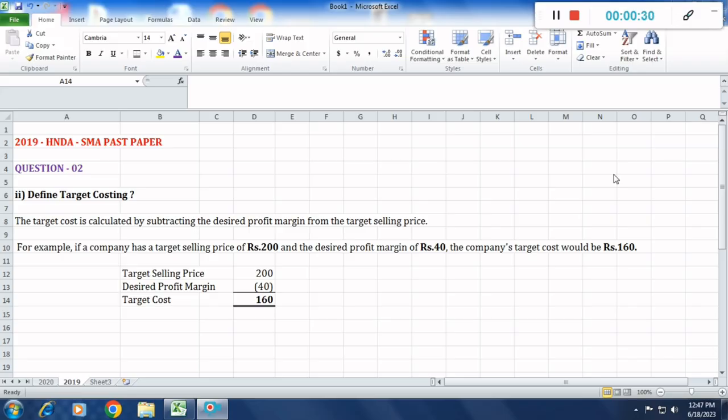For example, if a company has a target selling price of rupees 200 and a desired profit margin of rupees 40, we can calculate the target cost: target selling price minus desired profit margin. So target selling price is 200 rupees, desired profit margin is 40 rupees, so target cost is 160 rupees.